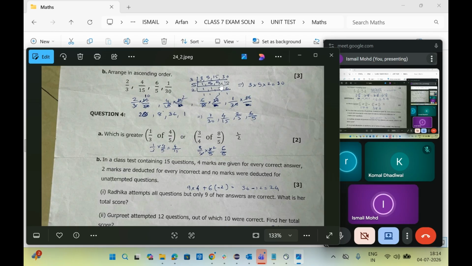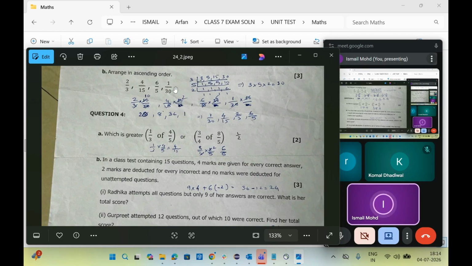Again, take 5 common: 1, 1, 1, 2, and 2. So it is 3 into 5 into 2, which is 30. What you have to do is multiply all the numbers by 30. So 2 by 3 into 30, 4 by 15 into 30, 6 by 5 into 30, and this one. So you get 20, 8, 36 and 1.